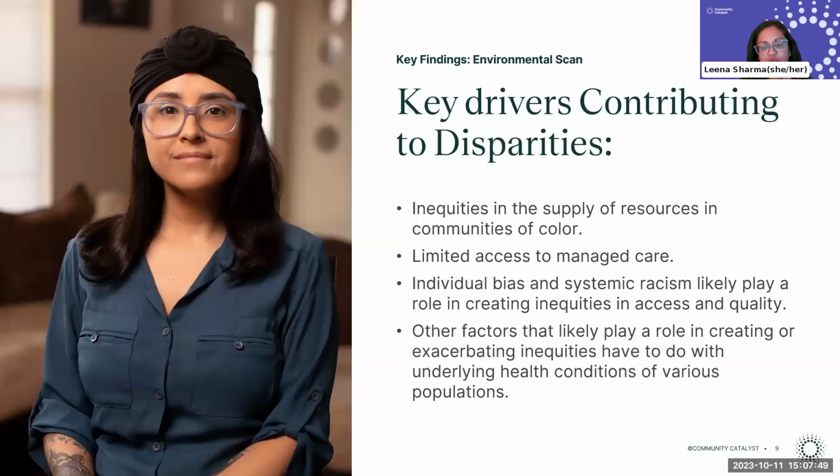Some of the key drivers that we identified in the literature review that contribute to disparities are the inequities in supply of resources in communities of color, limited access to managed care, individual bias and systemic racism likely played a role in creating inequities. And other factors that played a role is the underlying comorbidities. So where greater health burden or complexity could worsen outcomes or compromise access to the proper package of specific home and community-based service supports. And additionally, having limited caregiver supports or caregivers with more limited access to information and training can also confound issues of access to care.